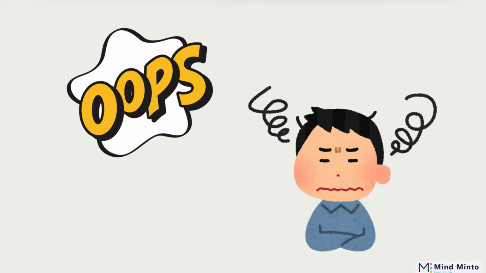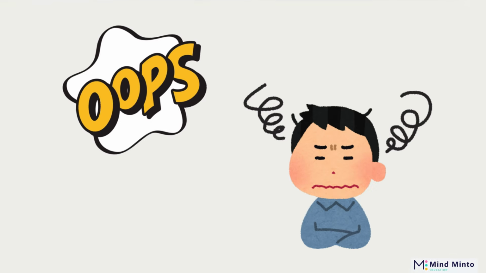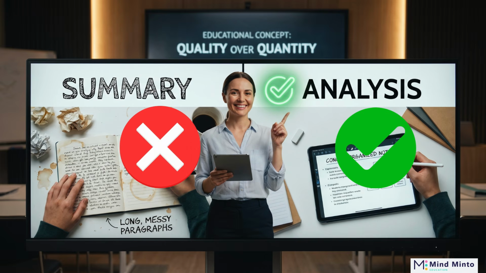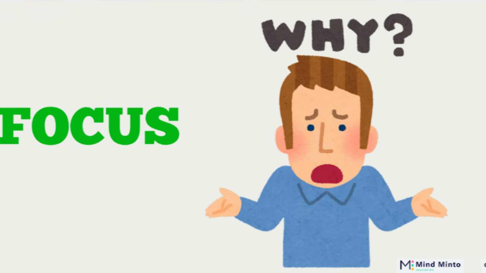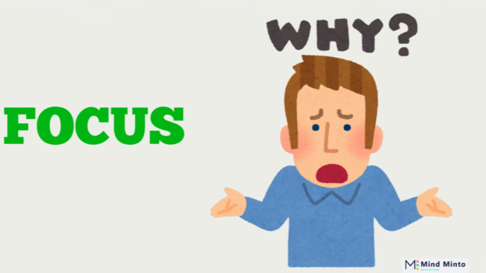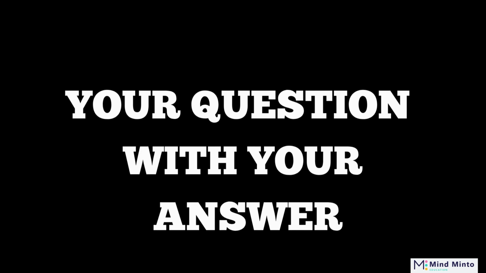One common mistake is retelling the entire story. Remember, examiners want analysis, not just a summary. Focus on explaining why events happen, what they reveal about characters, and how they connect to the theme of the story. Always make sure your answer directly addresses the question.